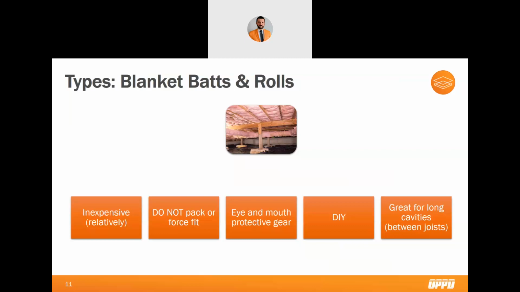Bat insulation is great for long cavities like in between wall studs of an unfinished wall or between the joists in a floor. We'll look at how we can do this later on.